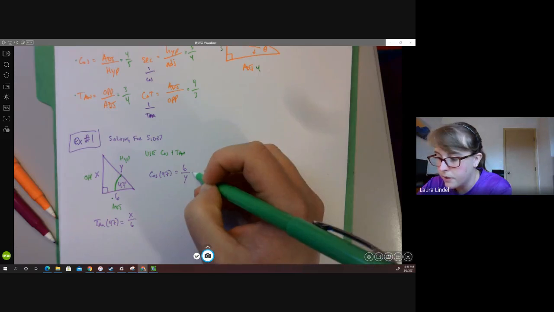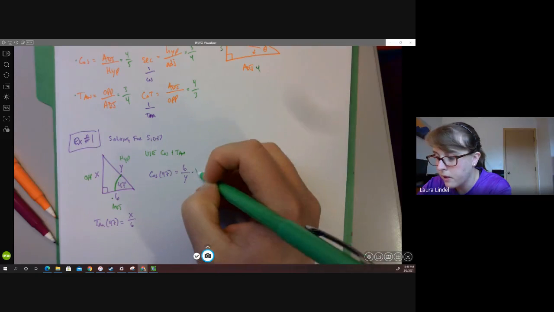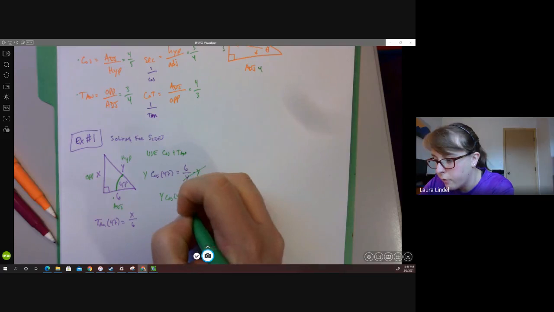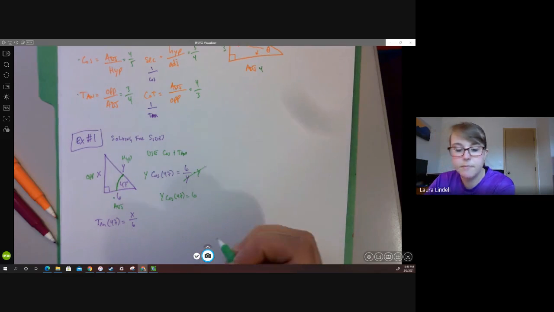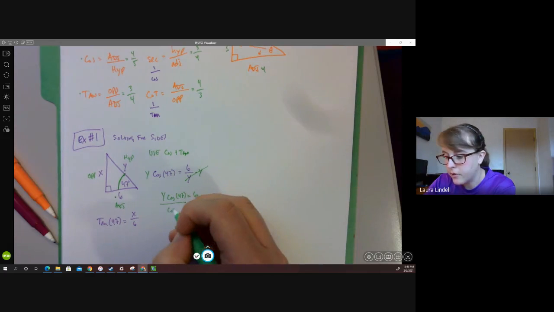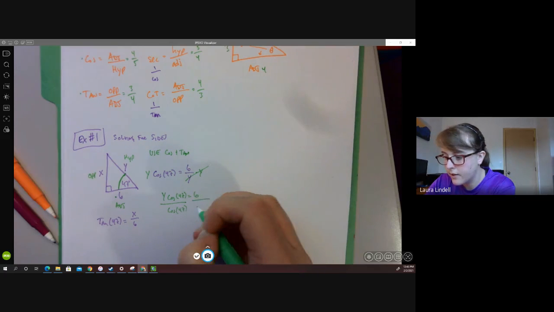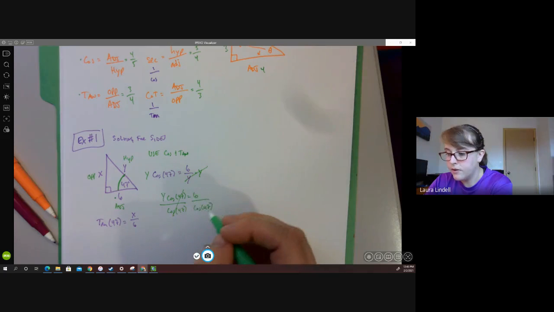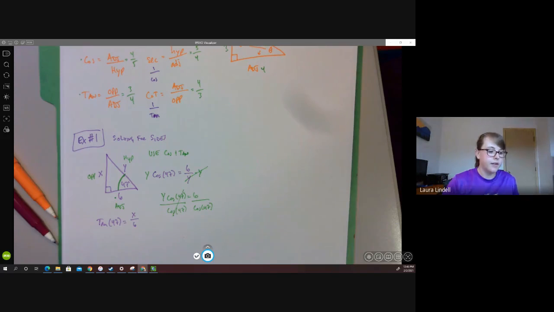So from there, what I would probably do is just start solving, multiply by y on both sides. So we get y cosine of 47 equals 6. And then I would divide by cosine of 47 on both sides. And then you're left with y equals 6 over cosine of 47. That's where you start typing things into the calculator. Let me find a calculator here.